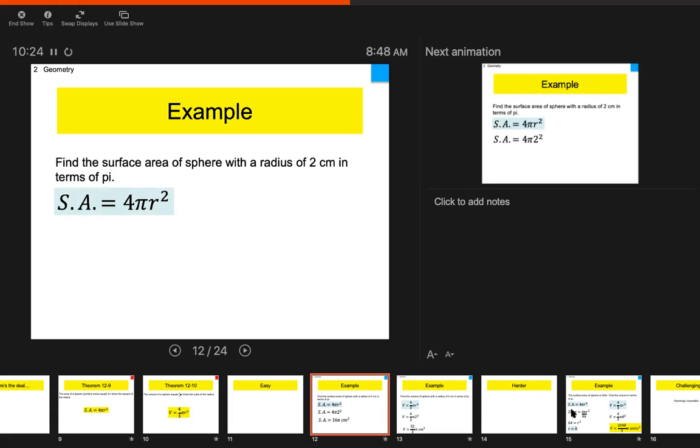The question says that we have a radius of 2. So you just plug in 2 for r, plug and chug, and away you go. Let's see, 2 squared is 4. 4 times 4 is 16. We have units here, centimeters. 2 times 2 is 4. 4 times 4 is 16. So we get 16 pi centimeters squared.